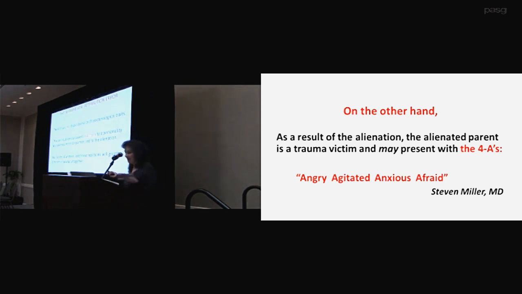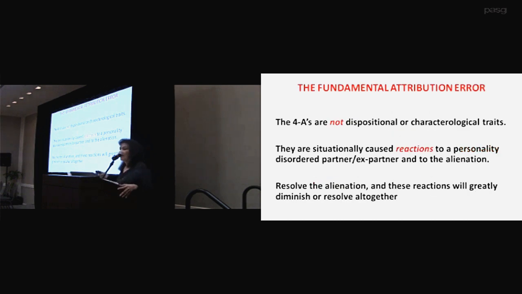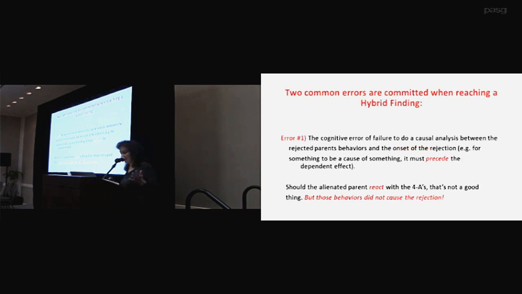So the 4 A's cannot be characterological if they're a reaction to the situation. Resolve the alienation, and most alienated parents I know become perfectly healthy and normal again. When therapists make the hybrid finding, which was referenced this morning, not by name, that both parents contribute, what's happening is they make 2 major errors.